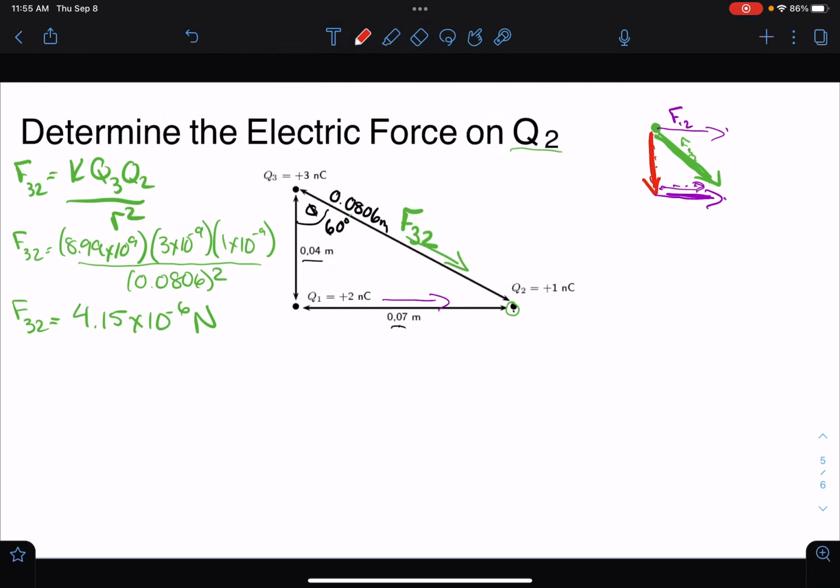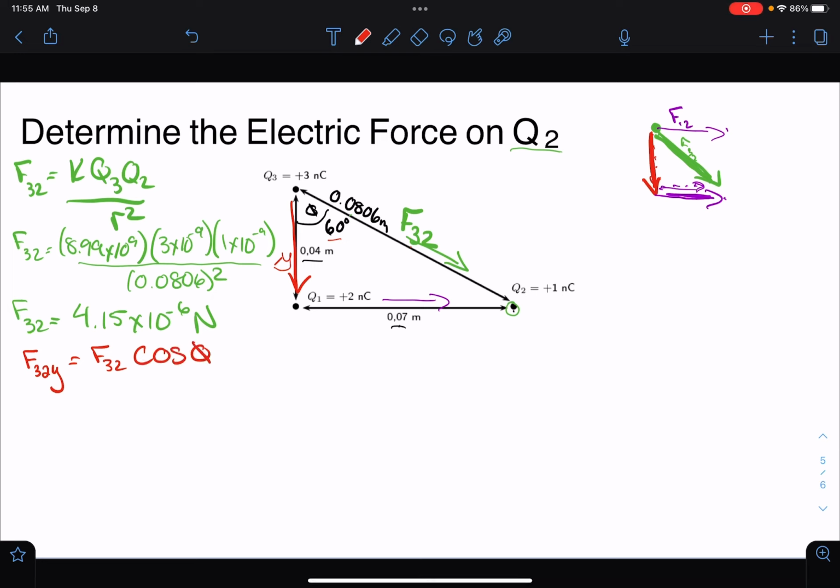Okay, so in order to find our y direction, I'm going to call this F of 3 on 2 in the y direction. That is this component here. I'm going to use my cosine, right? So the cosine of 60 is going to be this unknown over the hypotenuse, the adjacent over the hypotenuse. So if I'm solving for the y component, it's going to be F of 3 on 2 times the cosine of theta.